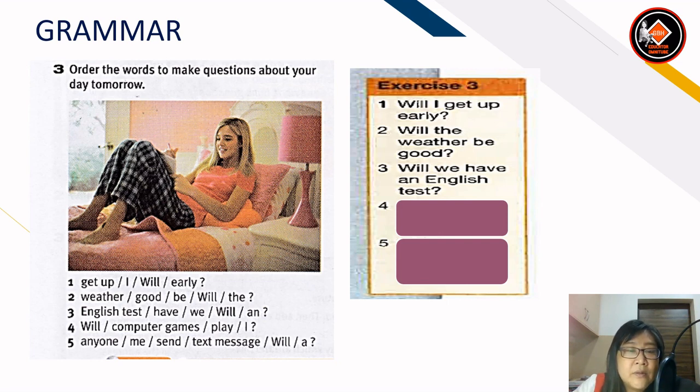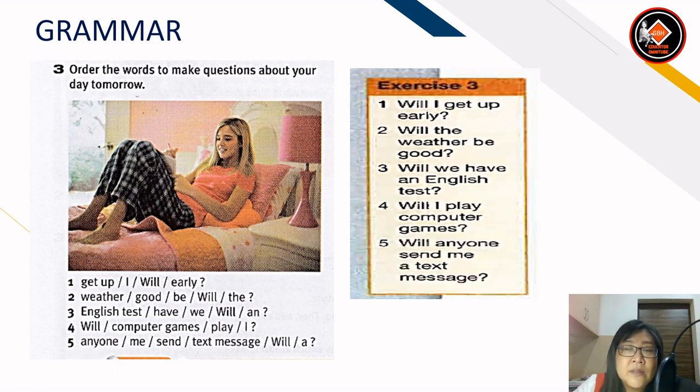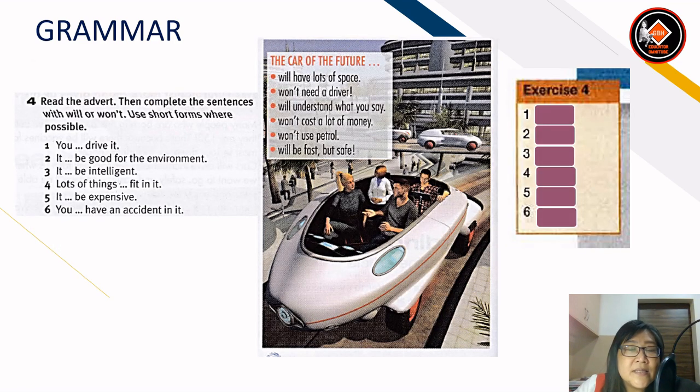Number 4, will I play computer games? Number 5, will anyone send me a text message? Next, we look at exercise 4. Read the advert. Then complete the sentences with will or won't.